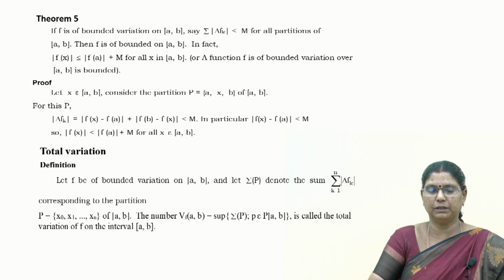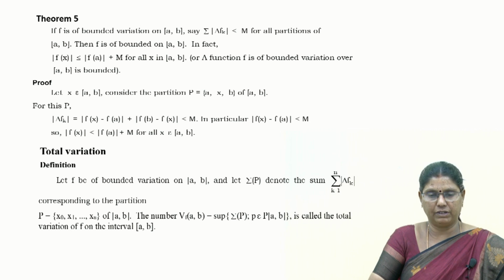For this partition P, we consider modulus of delta f k equal to f of x minus f of a, that is the partition we use to split with the help of x. So, we can write modulus of f of x minus f of a plus f of b minus f of x, which is less than or equal to M. In particular, modulus of f of x minus f of a is less than or equal to M, and so we can write modulus of f of x is less than or equal to modulus of f of a plus M for all x belongs to the closed interval a comma b.